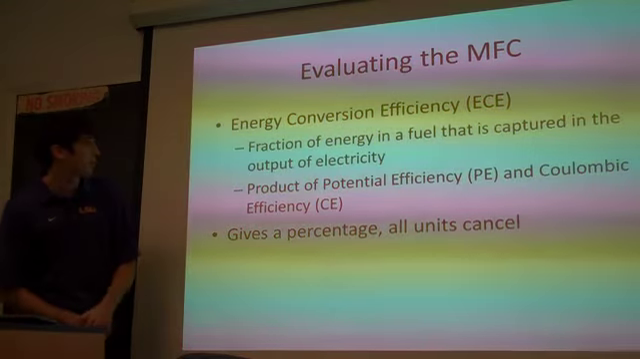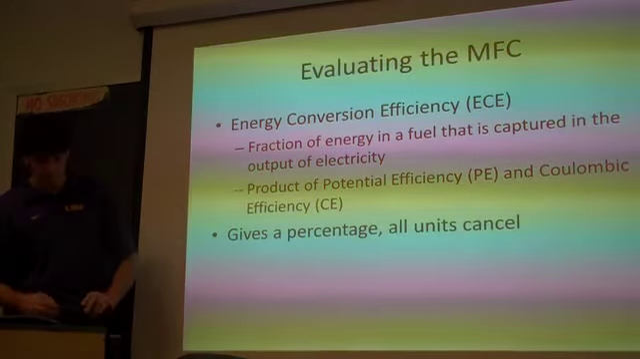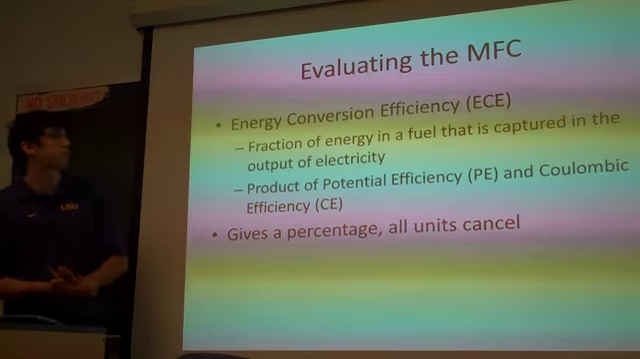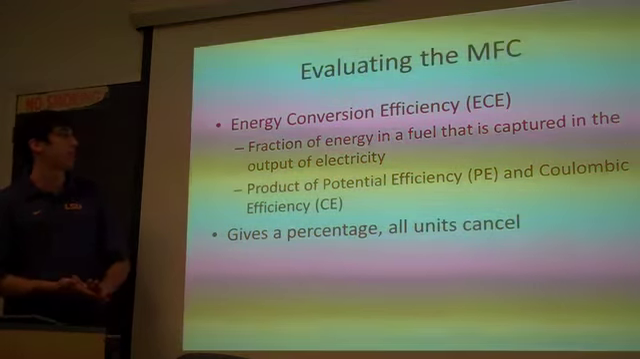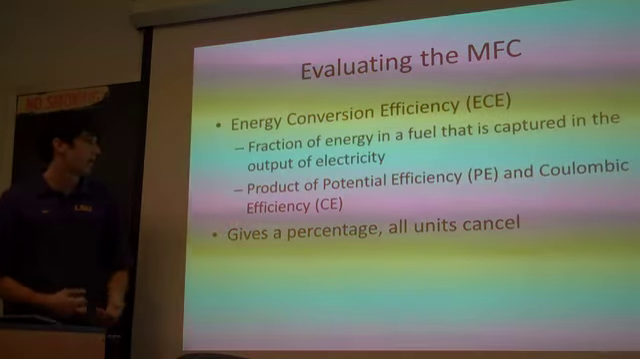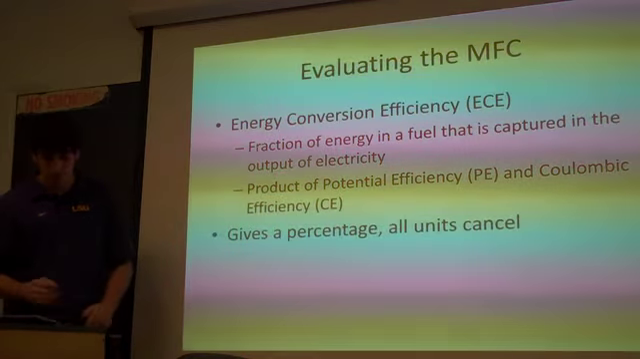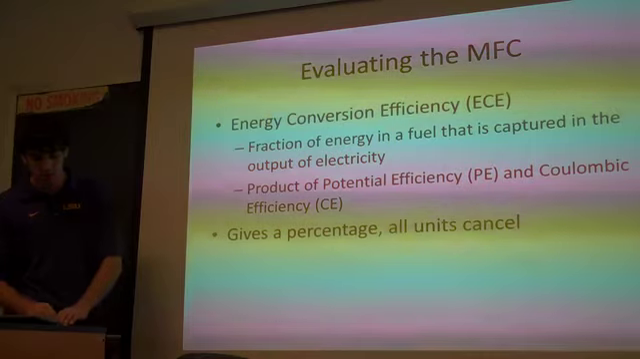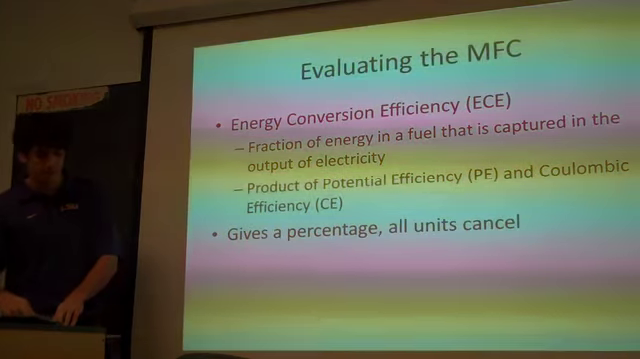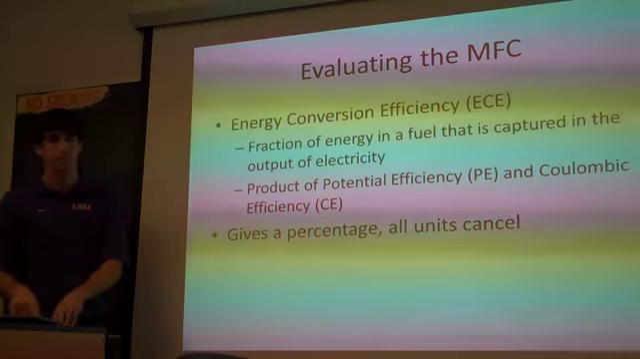We have this equation right here, the energy conversion efficiency equation, and this is the fraction of energy in a fuel that is captured in the output of electricity. So it's basically how much you are getting out of how much you put in. It's the product of the potential efficiency and coulombic efficiency. Potential efficiency is the fraction of the potential difference captured as useful electrical energy compared to the potential difference between the electron donor and acceptor.